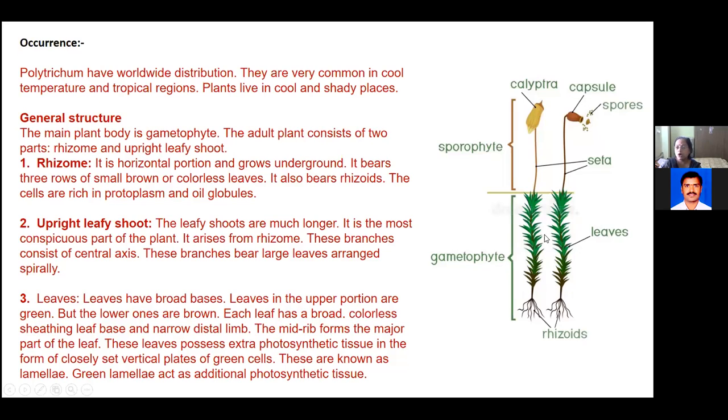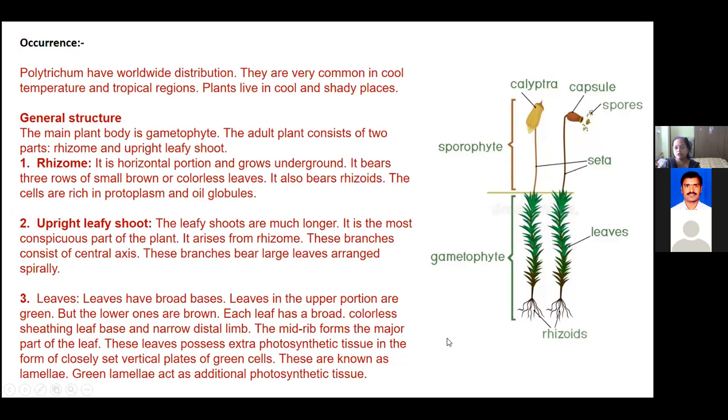Now, how are these leaves on the central axis? They are arranged spirally. Spirally means throughout. Around the central axis, the leaves appear to be arranged all around it. Okay. So this is the structure of the upright leafy shoot region of the gametophyte. Now, when we talk about the leaf-like structures here, they are very, very small.